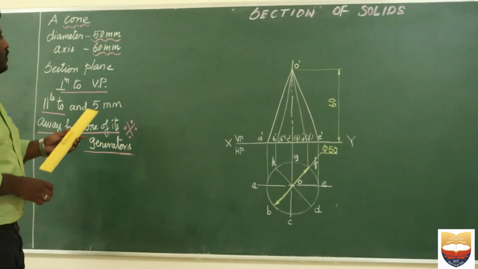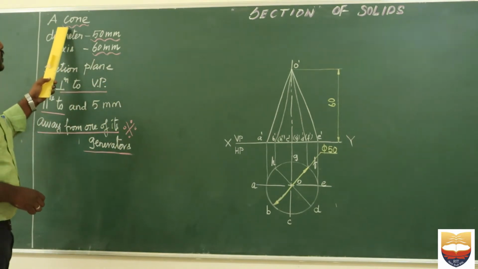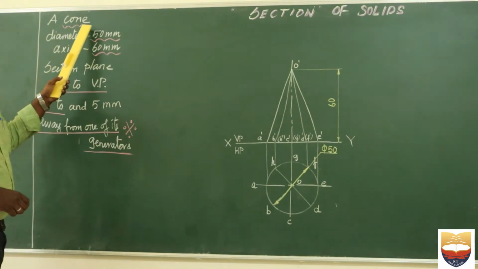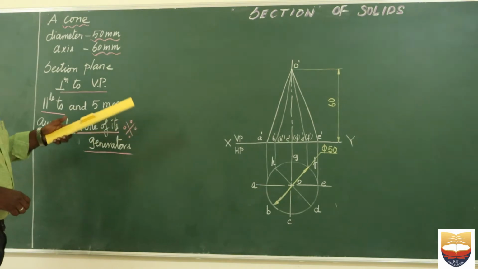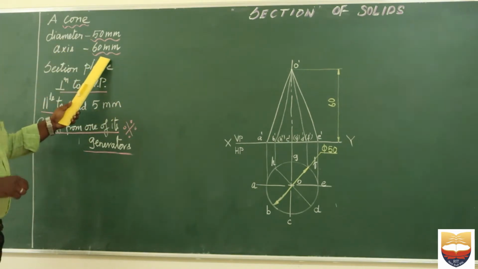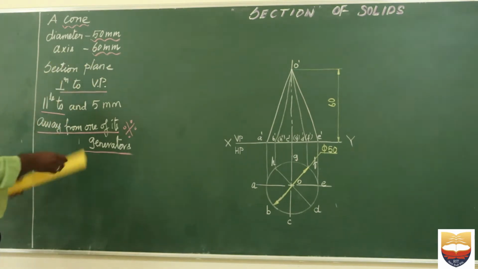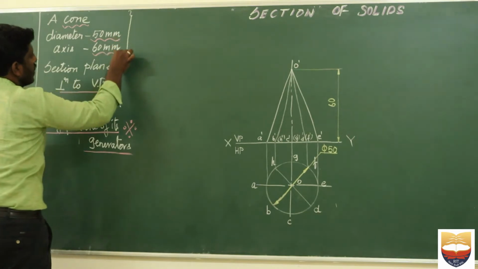Class today. So today we are going to discuss the next problem in our section of solids. We are going to discuss a cone which is resting on the HP on its base, of a diameter 50 millimeter and axis 60 millimeter. You can see the detailed question in our description. So this is our solid, given in my problem.